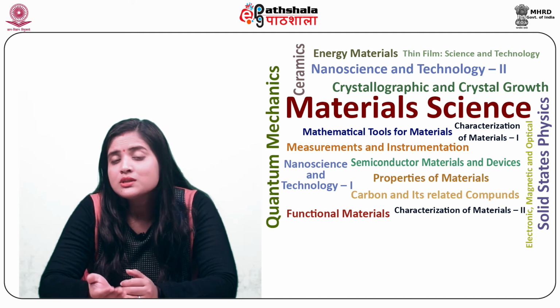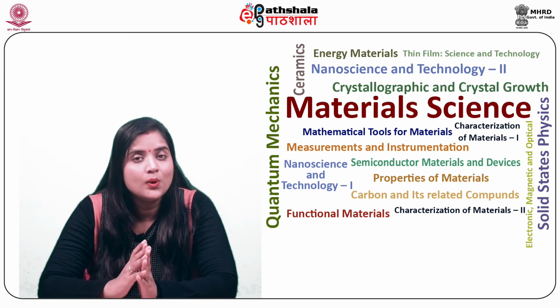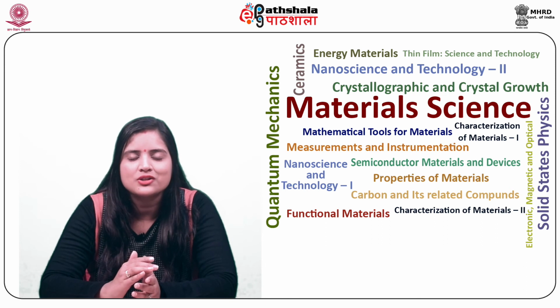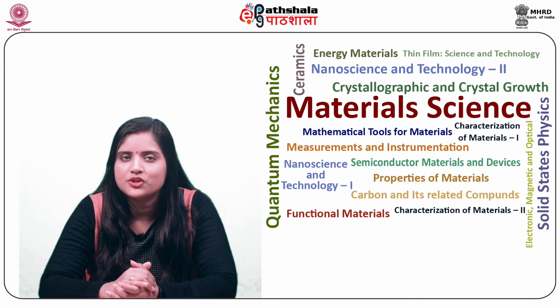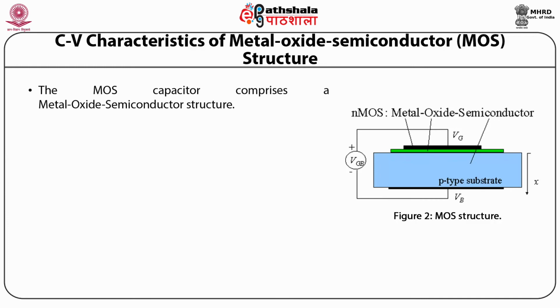The deviations at 1 MHz have been found to be below 2% in the region from flat band to strong accumulation. We will next study the CV characteristics of the metal oxide semiconductor, that is MOS structure. The MOS capacitor comprises a metal oxide semiconductor structure, which is shown in the figure.